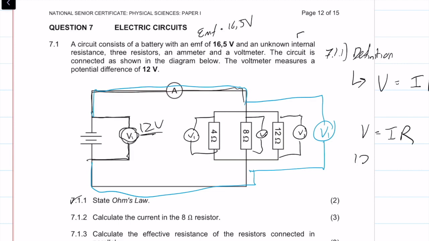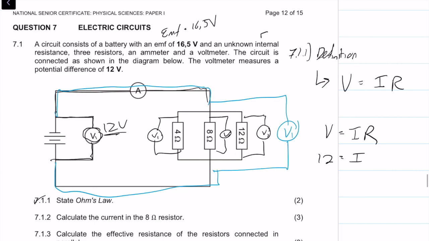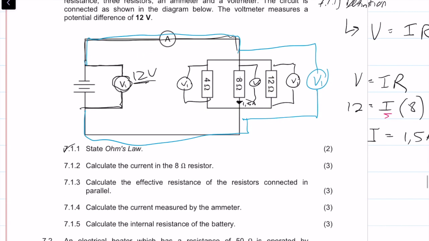We know the voltage is 12, which is equal to our current, which is unknown, times the 8 ohm resistor. We can carry that calculation out because I is the only unknown, and we get that I is equal to 1.5 amps. So the current here is 1.5 amps. Cool stuff.